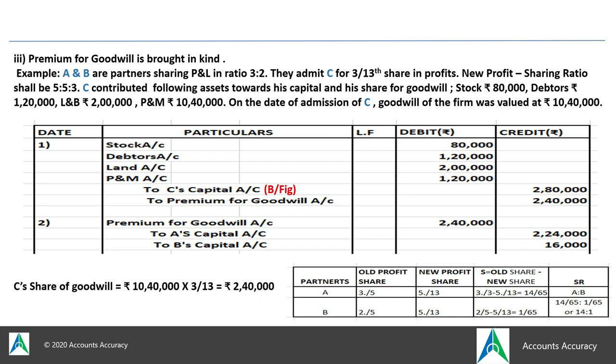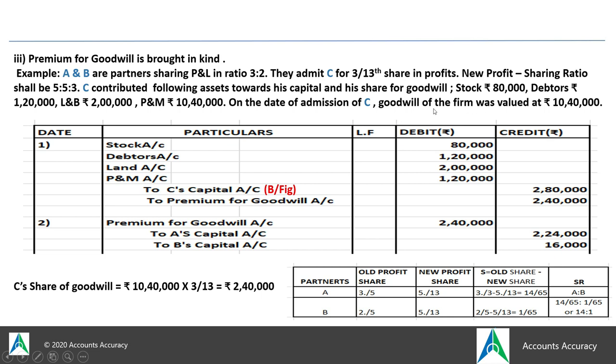Now next is premium for goodwill brought in kind. Instead of cash, premium for goodwill has been brought in kind by the new partner. That means assets have been brought in place of cash. Here the new partner C, for his 3/13 share, has brought stock, debtors, land and building, plant and machinery in place of cash. So all these assets will be debited and C's capital account will be credited, because in place of capital he has brought all these assets to the firm.